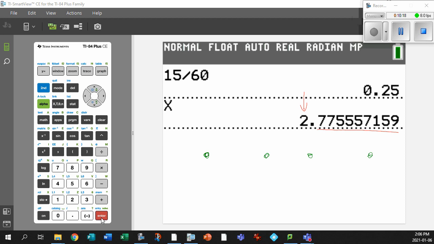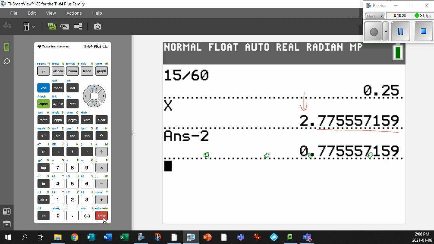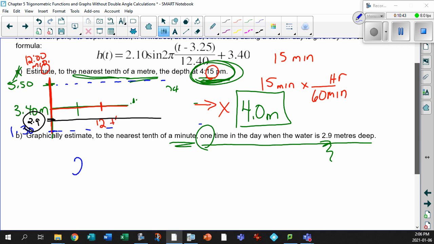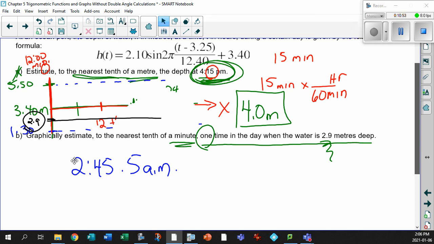Oh, okay, so get rid of the 2. Now you're dealing with 0.775 of an hour. Multiply this by 60 to tell you that this is at 2 o'clock, 2:46 in the morning, 0.5, because it wants it to the nearest tenth. So your answer is 2:46.5 AM. Oh my goodness. Okay, that's pretty specific. Let's go to the next one.